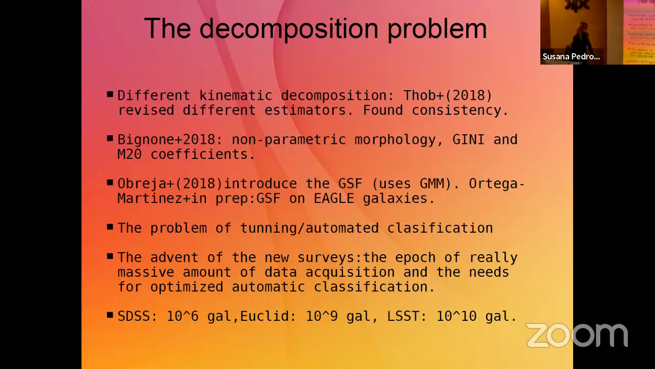Also, the advent of really big surveys like LSST is pushing absolutely all the latest work in decomposition toward automatic classification using machine learning, because with Sloan we have approximately 10^6 galaxies, Euclid 10^9, and LSST is supposed to have 10^10 galaxies, so it is impossible to use the usual methods to process such an amount of data. So many new works are going to automatic classification through machine learning. I will talk a little bit about that because that's the work of Viñones right now.